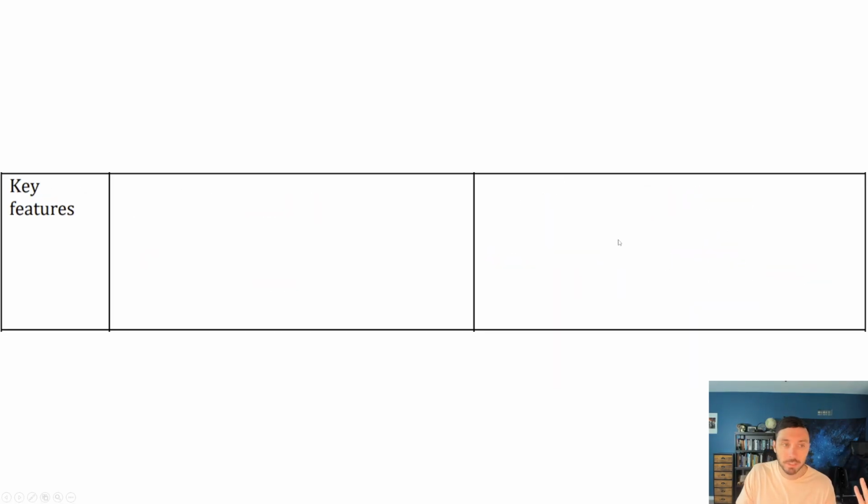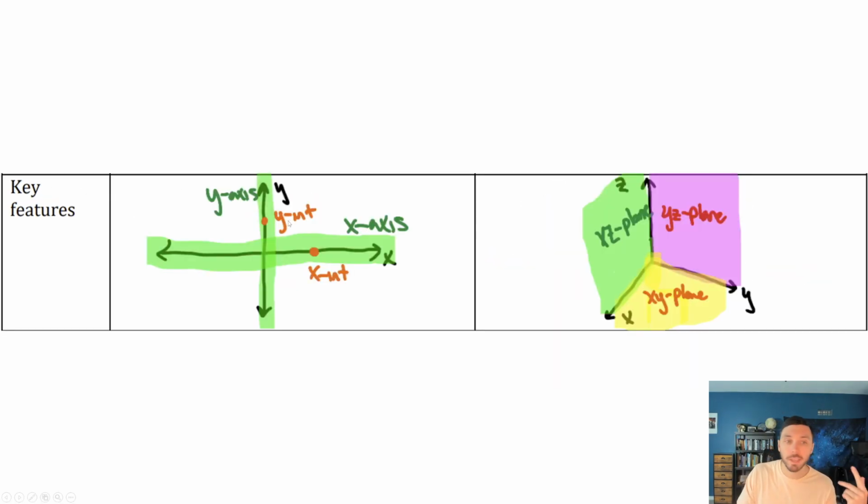Some key features of each. We're used to saying y-intercept, x-intercept when you cross through the y and x-axis respectively. You can still do that. You can still have a y-intercept. You can still have an x-intercept. You can now have a z-intercept. But you can also intercept through planes now.